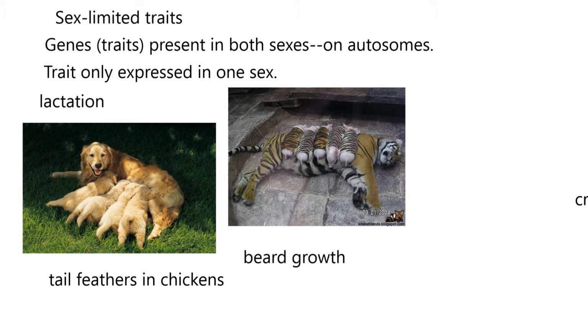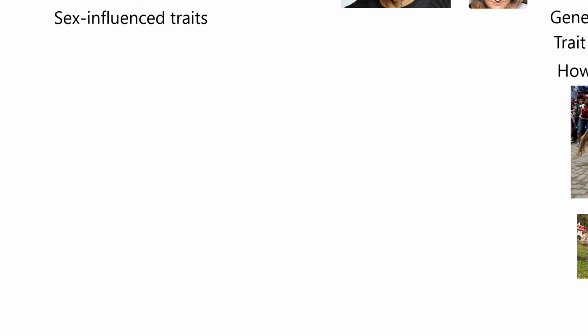And then finally, cryptorchidism. If you remember, we talked about that a while ago, and that's where one or both of the testes fails to descend out of the body cavity into the scrotum, because the testes actually develop in the body cavity and then they travel down to the scrotum. And cryptorchidism is another example of a sex-limited trait. Now we're ready to talk about sex-influenced traits. Hopefully you're following along.